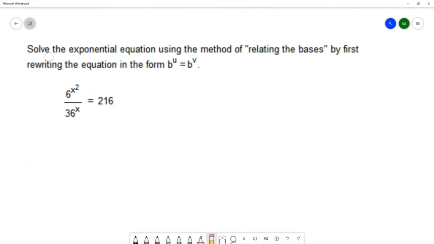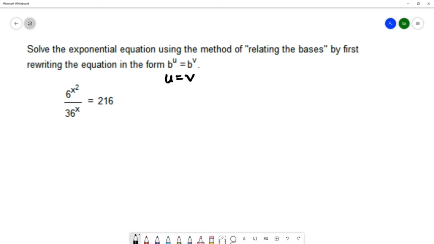In this question, we want to solve the exponential equation using the method of relating the bases by first rewriting the equation in the form b to the u equals b to the v. We want to write it so that the bases are the same, and then when we do that, we're going to be able to use this property of relating the bases that says that the exponents must be equal to each other.